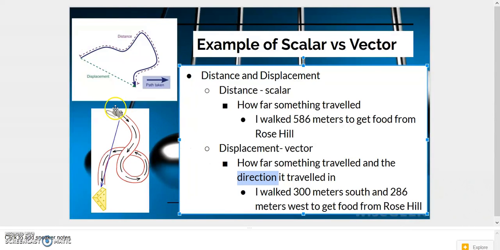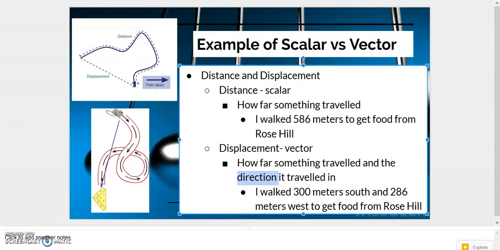So if we take a look at these pictures here, we see the distance is the path the mouse walks. But the displacement is more of a start versus end. It's more of a direct line. Again, here is the distance that someone walked. Displacement is more of a direct line.